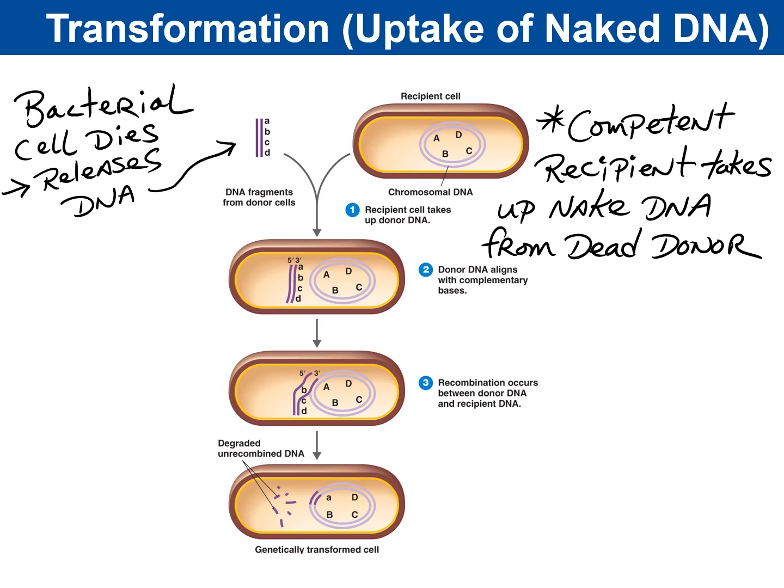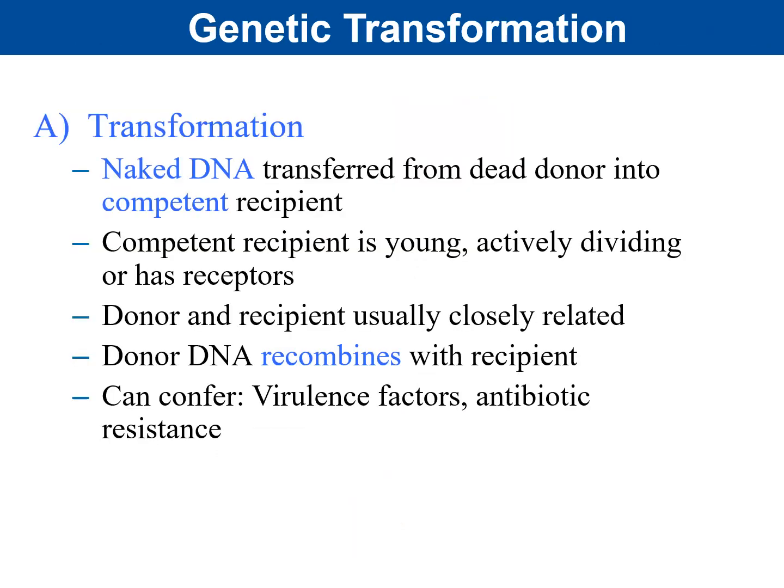Some cells are naturally competent and can do this according to their natural mechanisms. In the laboratory, we did a transformation experiment where we had to chemically treat the cells using calcium chloride, which allowed them to take up the DNA by using a chemical treatment to destabilize their membrane. So if you can recall back to that transformation experiment, that was an important way to understand transformation. Here's a summary of it.